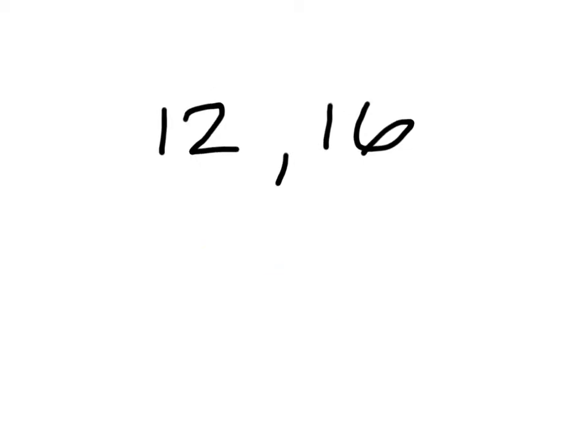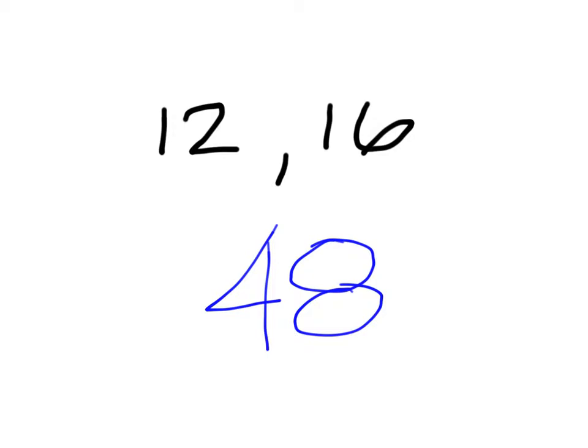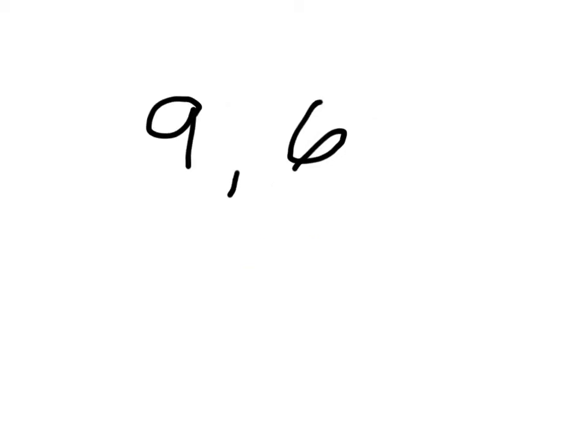12 and 16, that one goes to Roberts. 48 is the right answer. That's the lowest number that both 12 and 16 will go into. 9 and 6, this one goes to Sampson. 18 is the right answer. Storms, 11 and 5. 55 is the common denominator. 12 and 18 goes to Sweeney. 36 is the right answer.